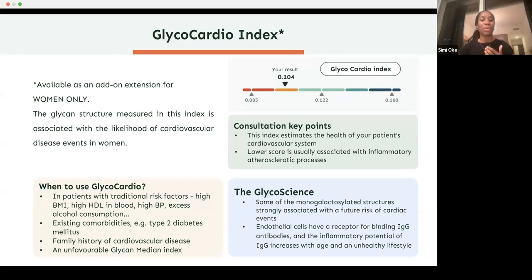When we do this index, it can give us information about whether this is something that is cardio related. We have seen clients who have done their GlycanAge test, the glycocardio has indicated there's something going on, they've gone and done further testing, and they have been found to have various different cardiovascular diseases. So it can be really useful in pointing you in the right direction in terms of what might be going on with a client.